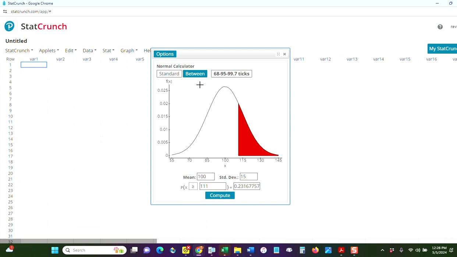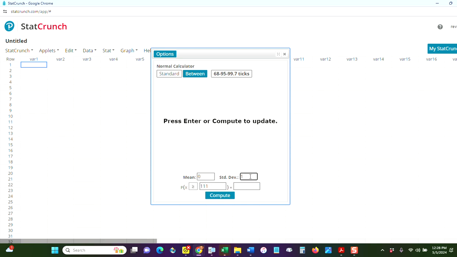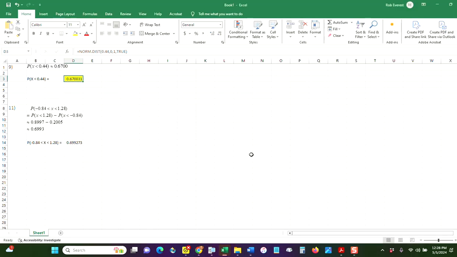Now, what about between? Let's say we are going back to a standard normal distribution problem where the mean is 0 and the standard deviation is 1. I had a problem here on the worksheet where we were finding the probability that x was between negative 0.84 and 1.28, and we had to find in Excel the normal distribution function to the area to the left of the right boundary 1.28 and subtract from that the area to the left of the left boundary negative 0.84, because Excel only finds the area to the left of a boundary.